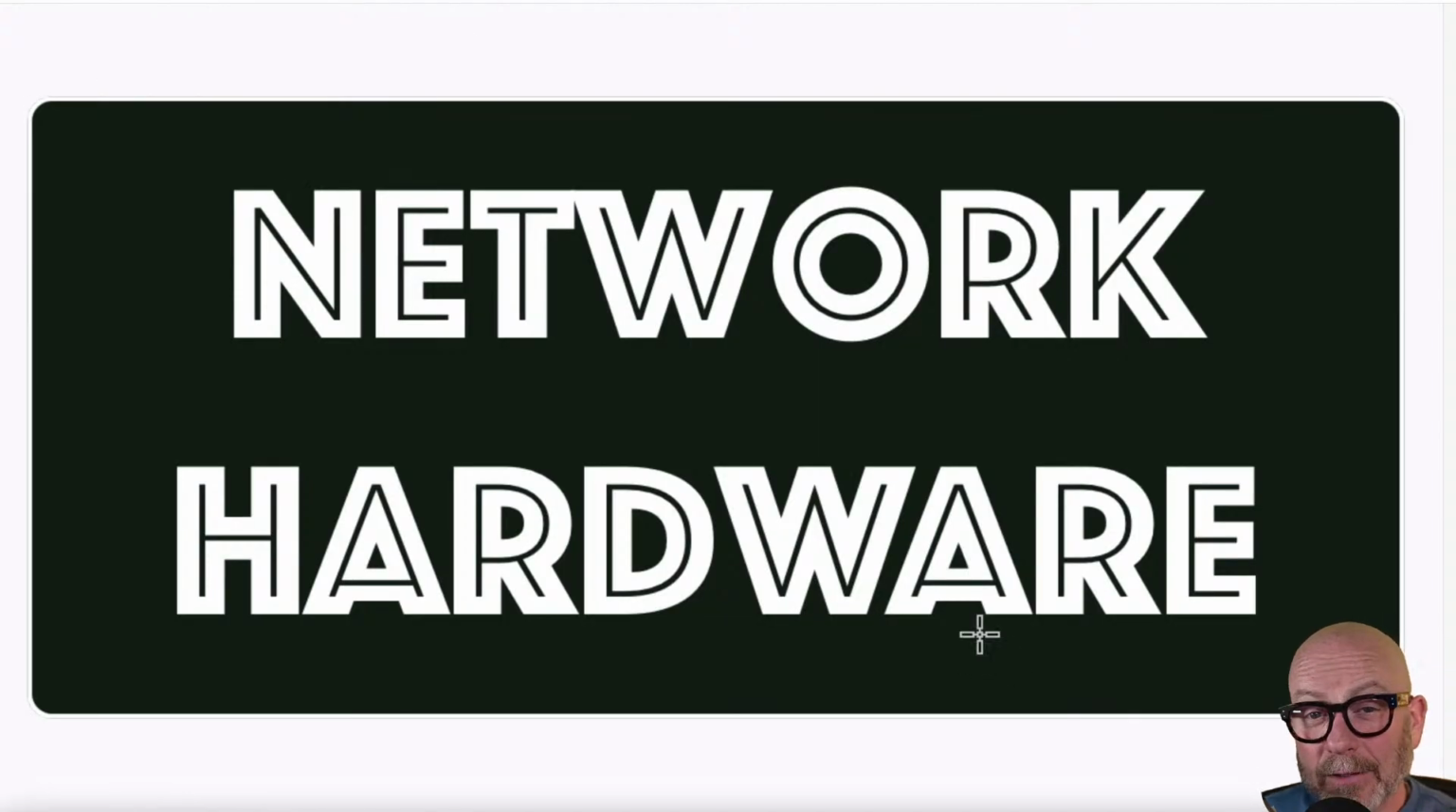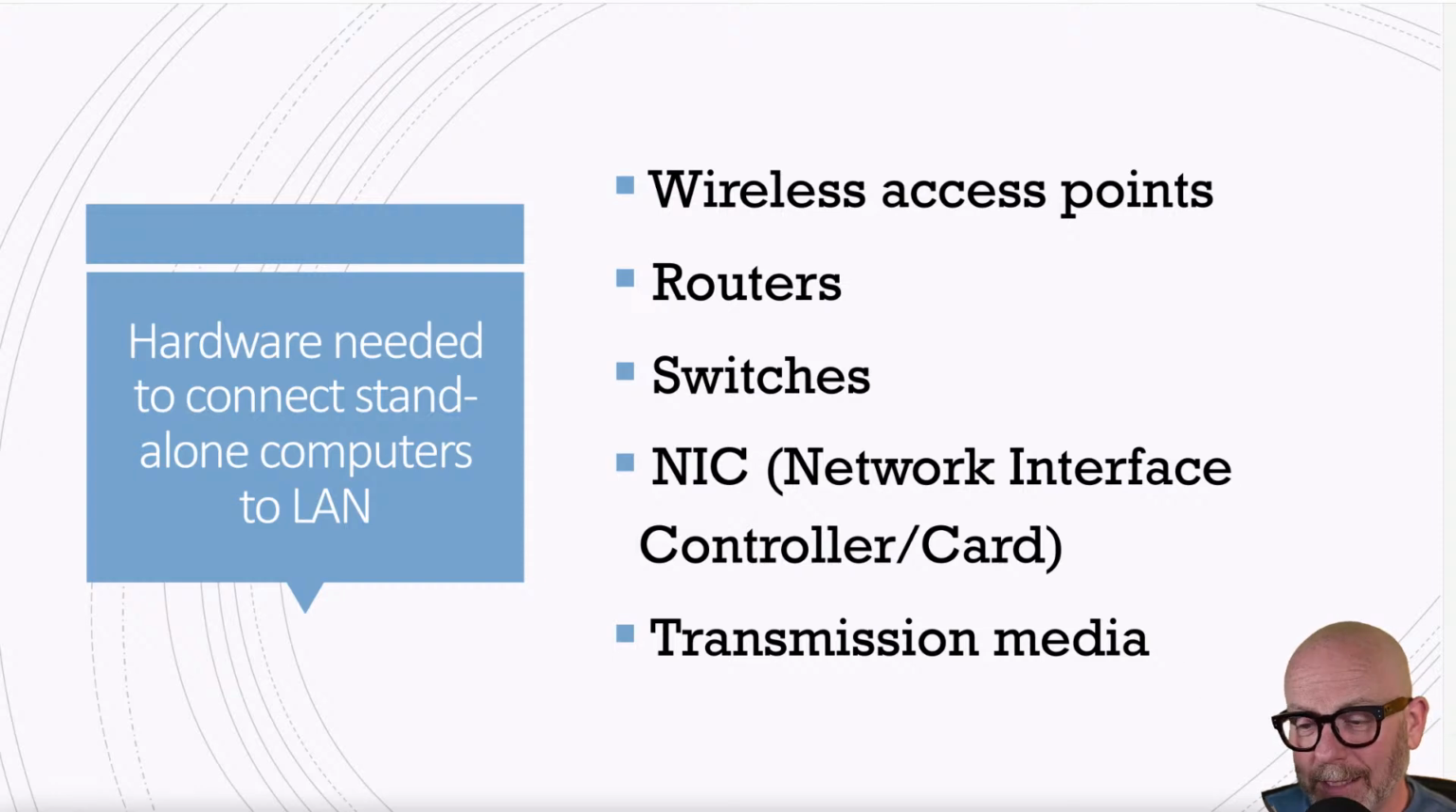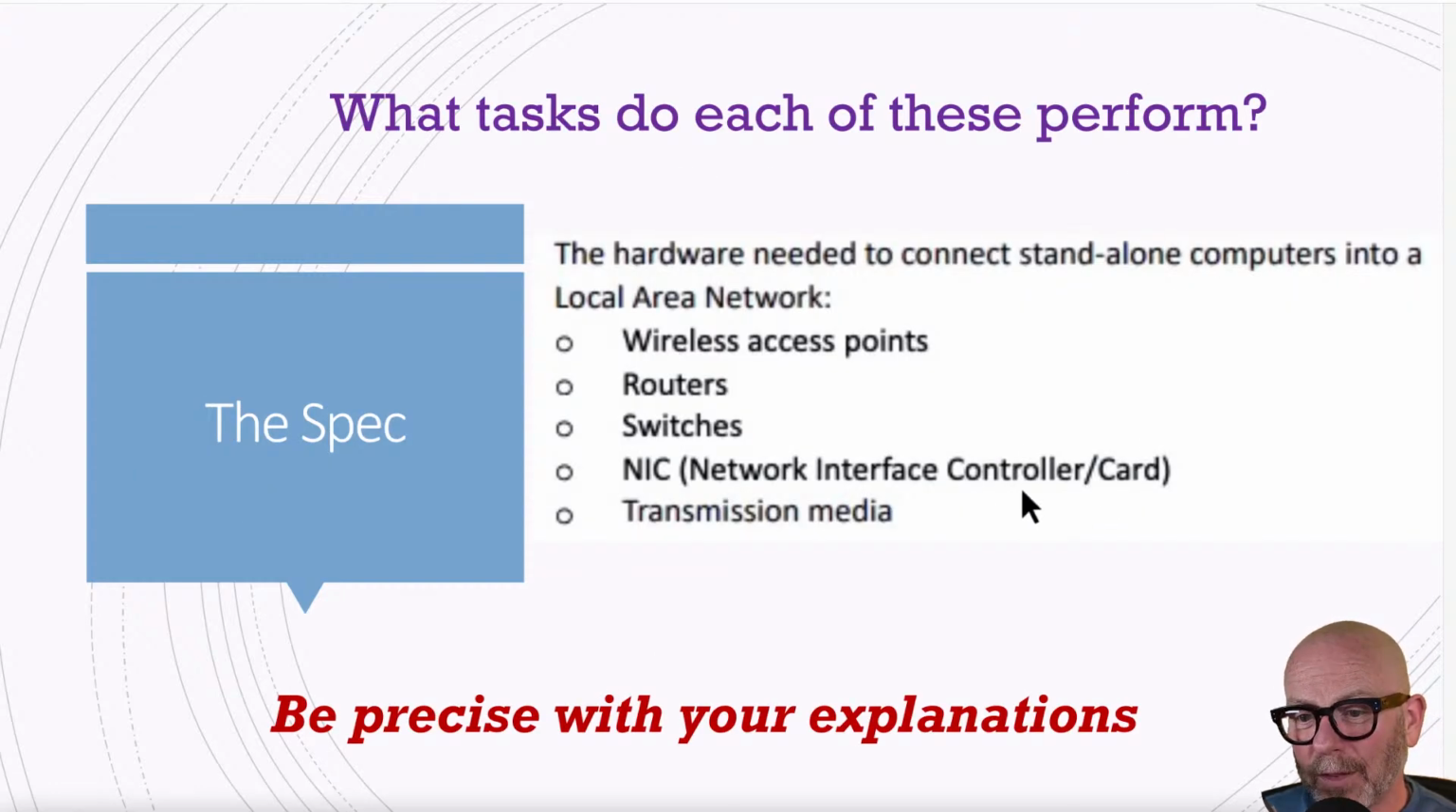Right, let's look at network hardware. You need to have an understanding of a few pieces of network hardware, and it's these 5 here: WAPs, routers, switches, NICs, and transmission media. So I'll go into what these are, and you need to focus on what they are, what they do, and what their benefits and weaknesses are.